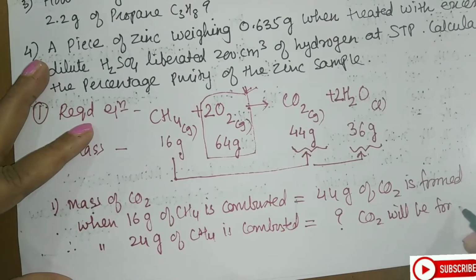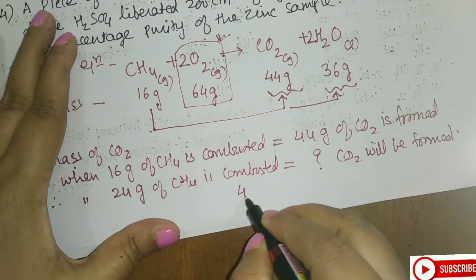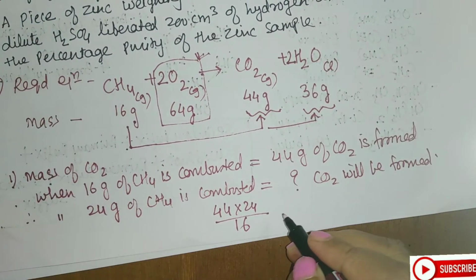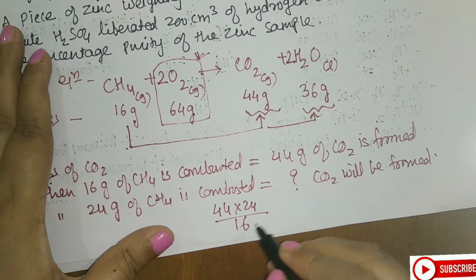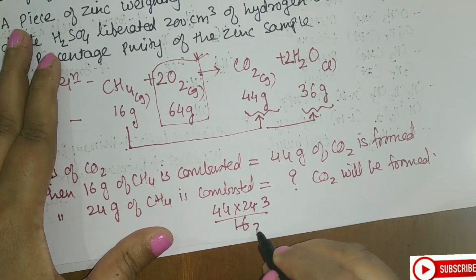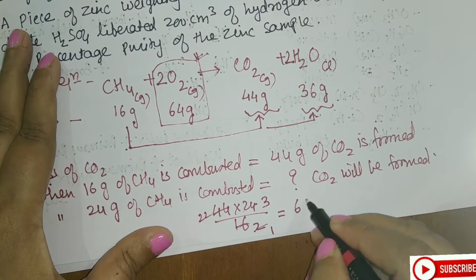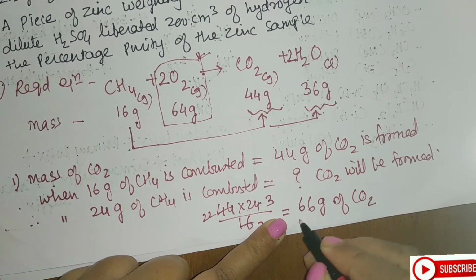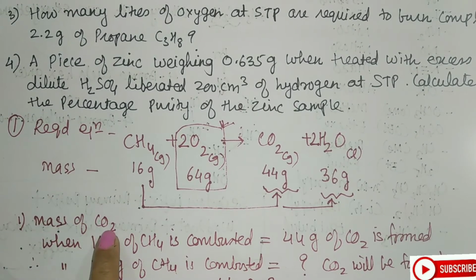This is the unitary method, student. So what you will do is simply cross multiply. So it will be 44 into 24 divided by 16. So how to go for this calculation, student? Simply sort this out, so you will get the answer. So this will be 66 gram of carbon dioxide. So this is your first answer, only for carbon dioxide.